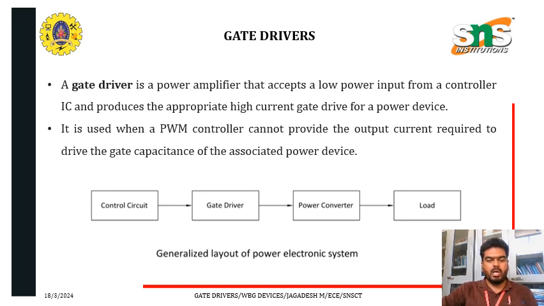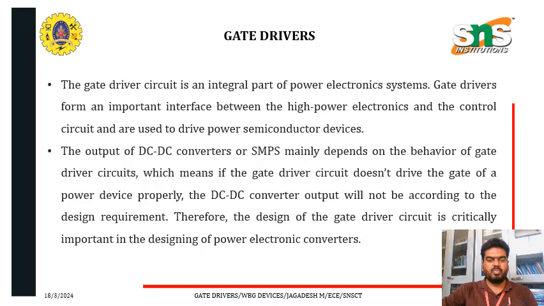A generalized layout of a power electronic system is given here. We have a control circuit, the gate driver, the power controller, the power converter, and finally it is delivered to the load. A gate driver is a powerful amplifier that accepts low power input from a controller IC and produces appropriate high current gate drive for power devices. It is used when the PWM controller cannot provide the output current required to drive the gate capacitance of the associated power devices. The gate driver circuit is an integral part of power electronic systems.